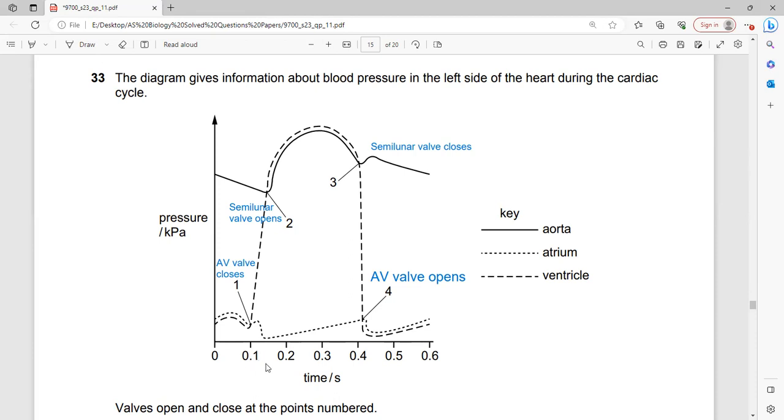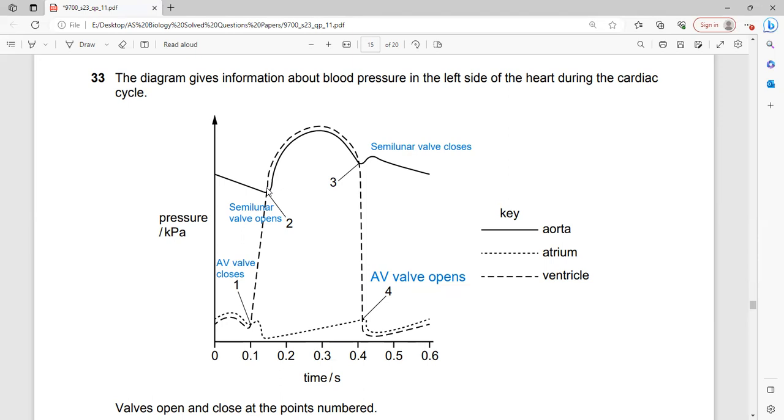So in this way, at the point number 1, the atrioventricular valve, which is present between atria and ventricle, is closing. Why? You can see the ventricle pressure line, the dotted line. This line is increasing as compared to the atrium line. So it means the pressure in the ventricle is increasing as compared to the atria, so the atrioventricular valve will close. Now, the ventricle contraction starts and the ventricle pressure increases as compared to the aortic pressure.